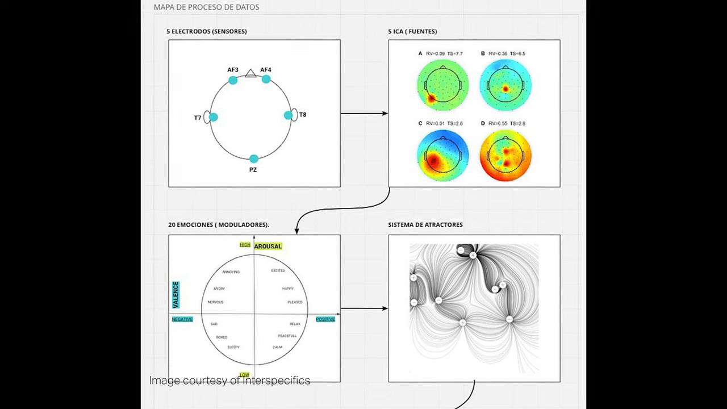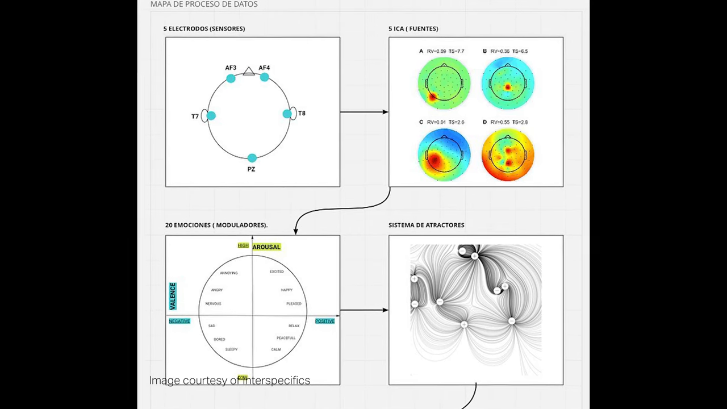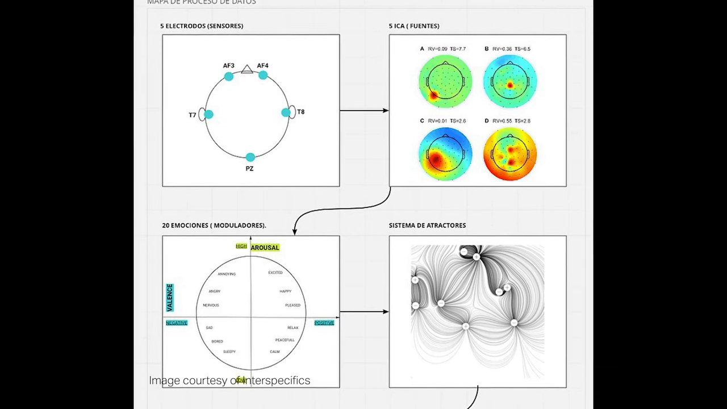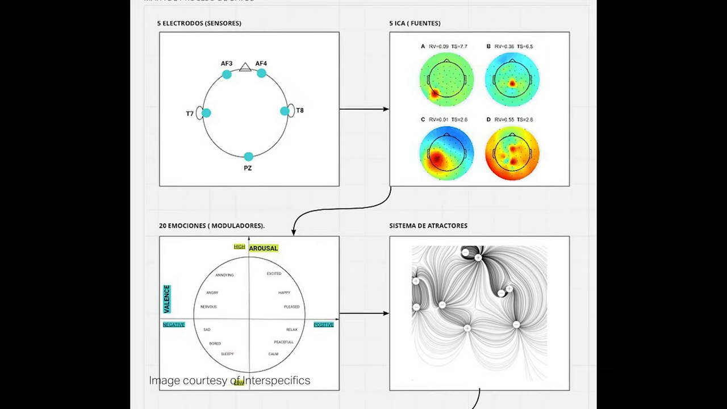And then creating these scores where we are mapping the different emotional states of a person and correlating those states in a way that you can actually use the maps as a sort of a score for electronic composition.